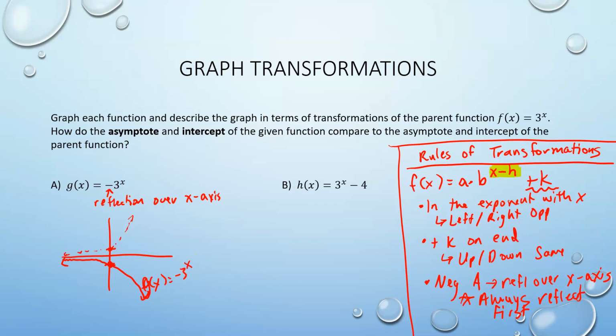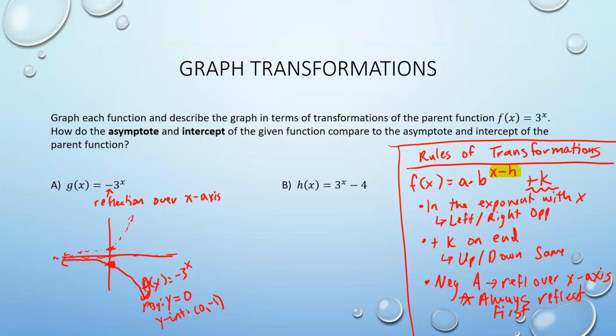Okay, it does ask me what happens to my asymptote. Well, my asymptote actually didn't move. I actually reflected it over that. It's y equals 0 is the asymptote. Now my y-intercept with that reflection did change. It was at (0, 1), now it's at (0, negative 1). Okay, so it might ask you to do some transformations and ask what happens.